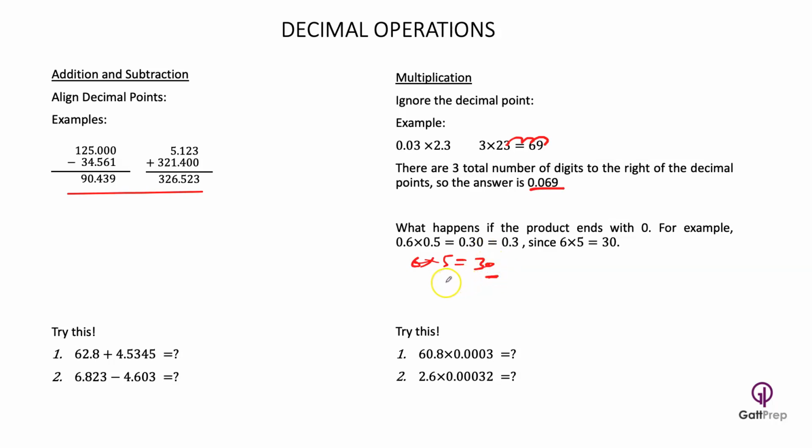And so here, when you count your decimal places, you have 1 here, and then 1 here, making 2. And so moving from this 30, you have 1, 2, and then the decimal point comes before the 3, and then you have 0.3. Very simple stuff. Now try these two examples here.